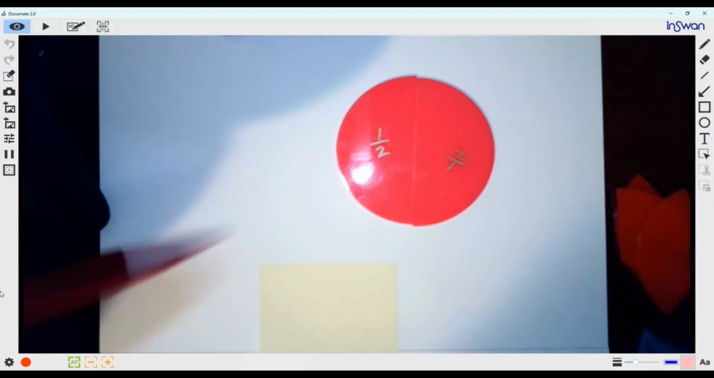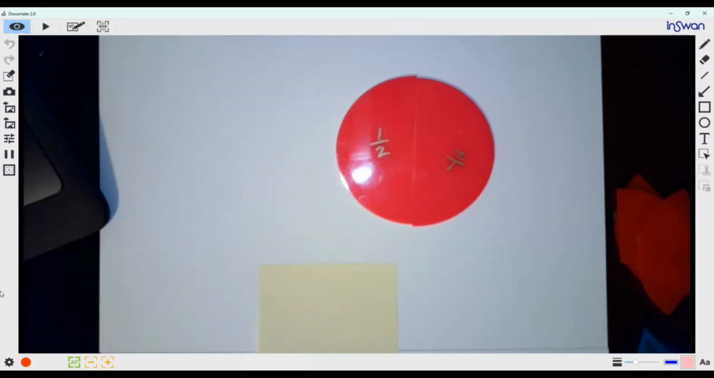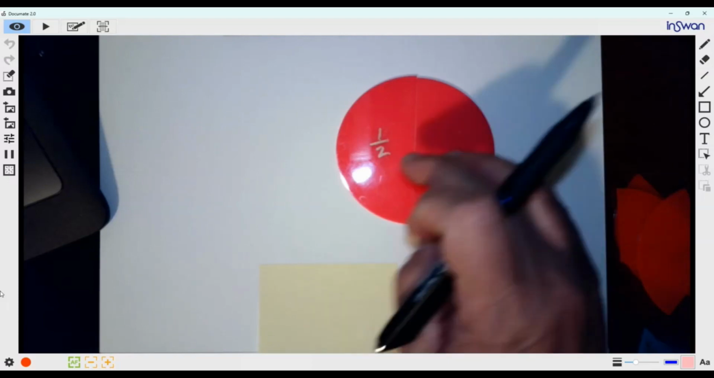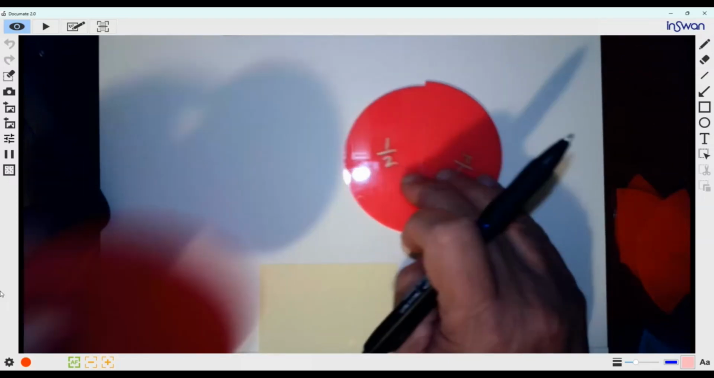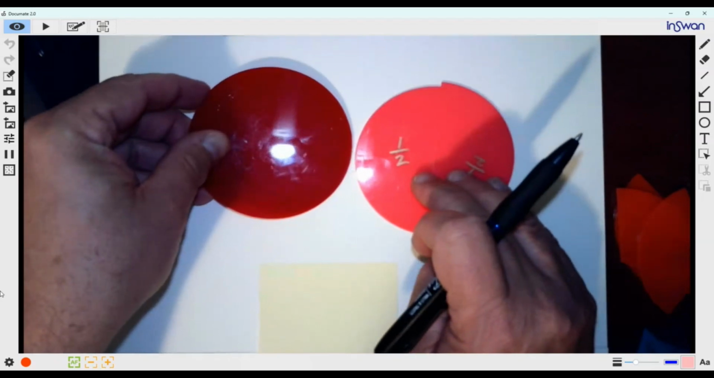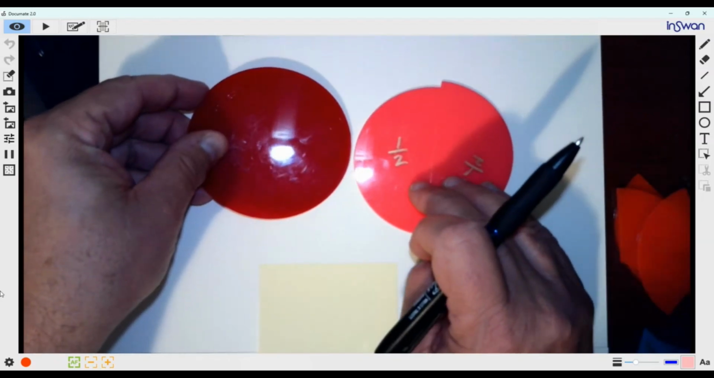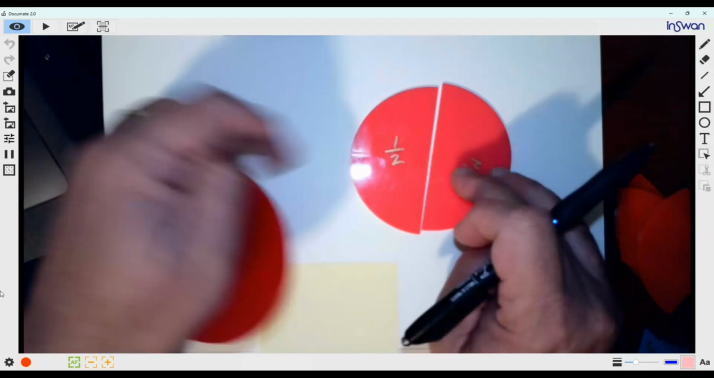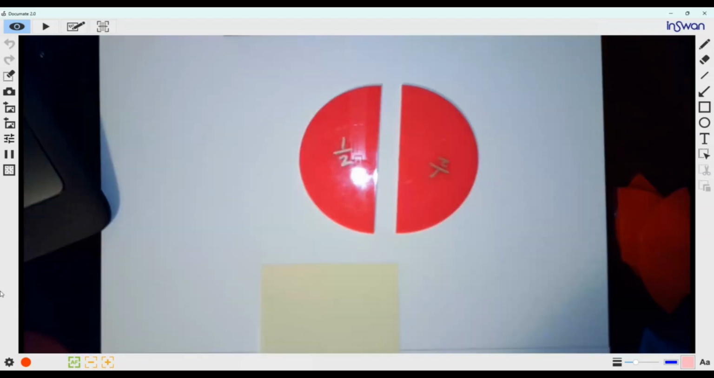So just like today for the warm up, this doesn't work if the parts don't come from the same whole amount. Okay, so we've got to have the same whole in order for the fraction pieces to be the same.